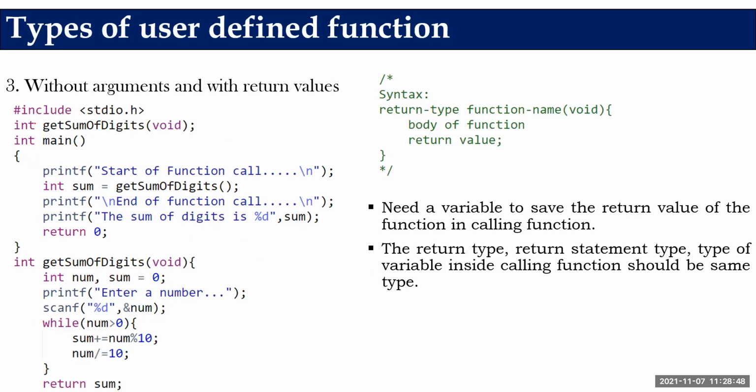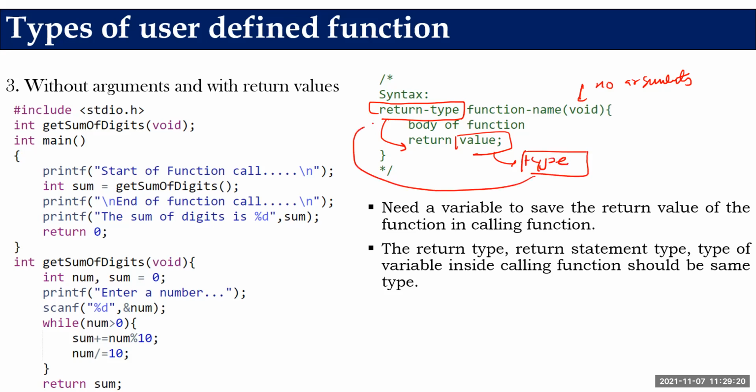Now the third category: without arguments and with return value. Earlier, there was no return type with argument, now we change it. Now there is a return type but no argument. So no argument means what? Void. No arguments, void. But definitely a return type should be there, and there is also a return value. So the type of the returned value should be the same as the type I am going to mention here. They should be the same.